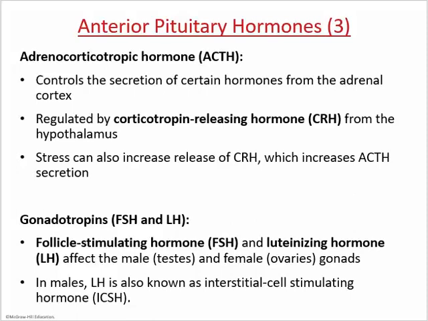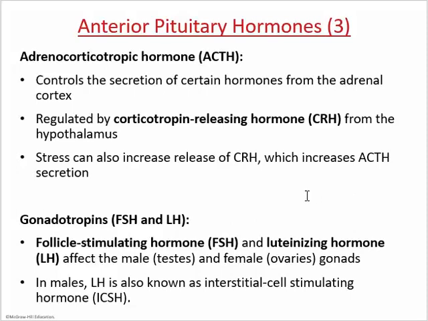So stress increases the release of corticotropin-releasing hormone, which causes the release of adrenocorticotropic hormone, which causes the adrenal gland to release cortisol, which raises blood sugar by promoting gluconeogenesis in the liver. It increases blood pressure by affecting the kidneys, etc., etc.